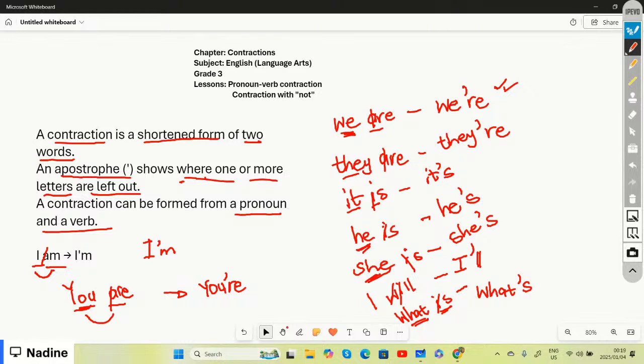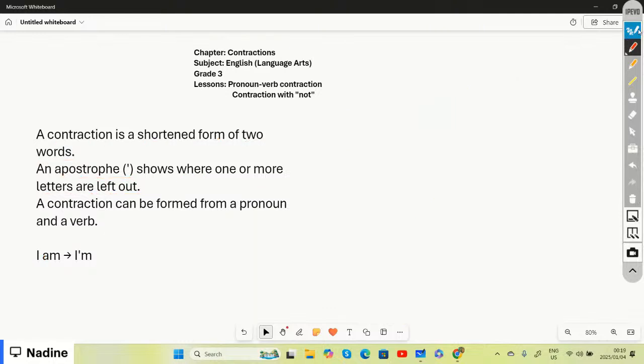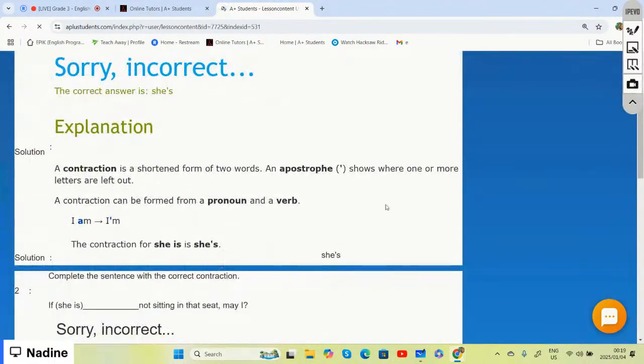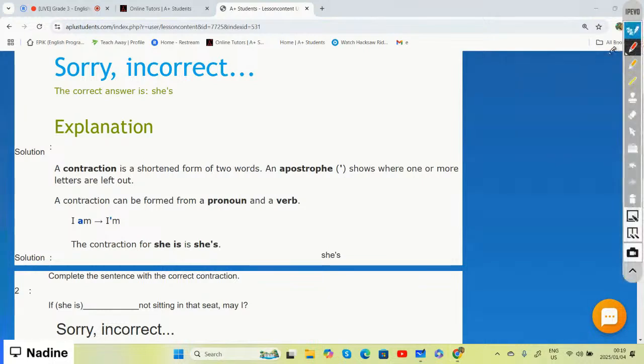All right, so now we're going to A plus students.ca and we're going to contractions where we're going to go over pronoun verb contractions, and also contractions with not. All right, so pronoun verb contractions. And remember, we said that a contraction is a shortened form of two words. So you're having two words, but you're shortening those two words and making it into one word. And once we remove letters, we then put an apostrophe in its place, and that will show where one or more than one letter is left out.